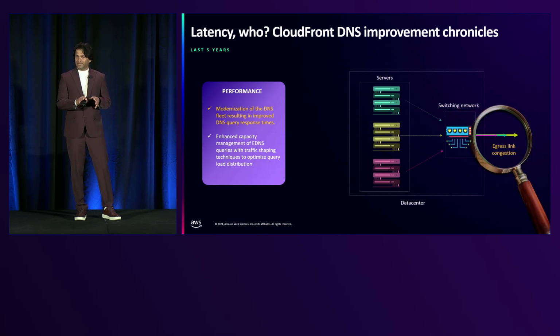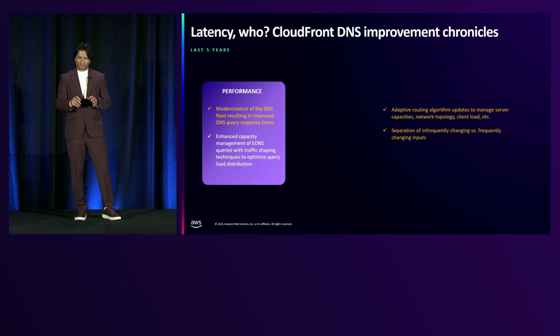Egress link congestion occurs when the outgoing network connection from a data center becomes overloaded due to high data traffic. With CloudFront's traffic growing rapidly, we needed a smarter and faster way to handle these real-time changes without running into issues like egress link congestion or packet losses. To tackle this, we rethought our algorithm to make it more adaptive and responsive.